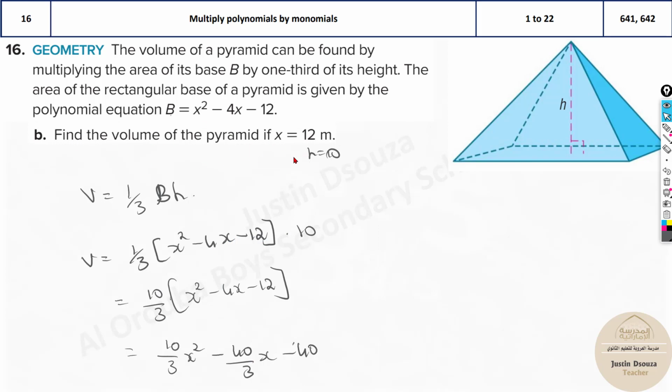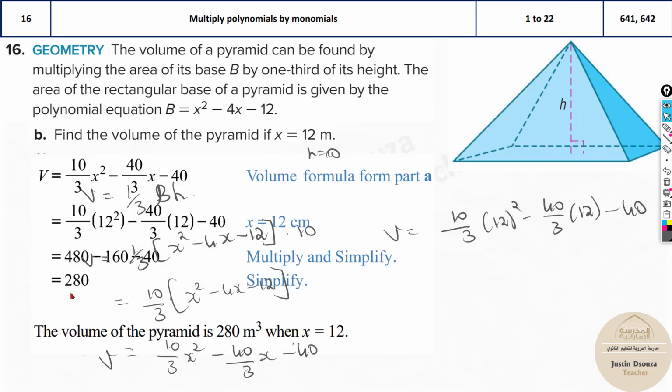They have told us to find the volume when x is 12. So what you do is wherever x is there in this particular volume expression, put 12. 12 squared, minus 40 by 3 times 12, minus 40. That's it. You can just use the calculator for this and write the answer. The volume is 280. Or you can do it manually.